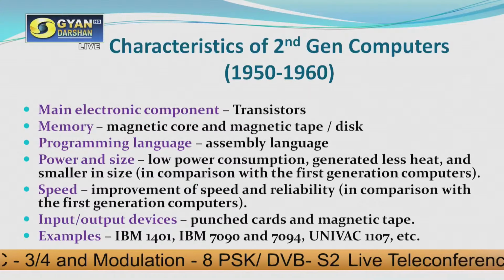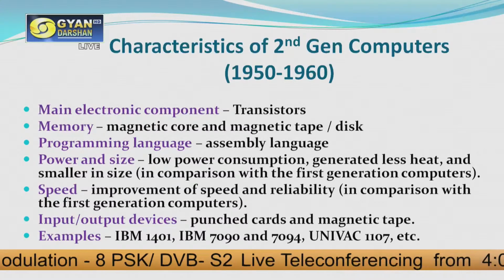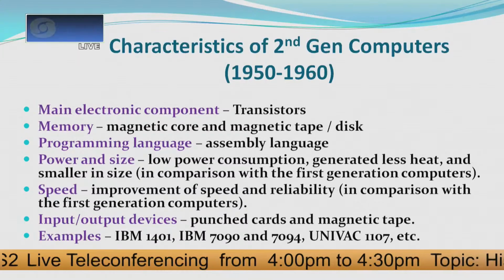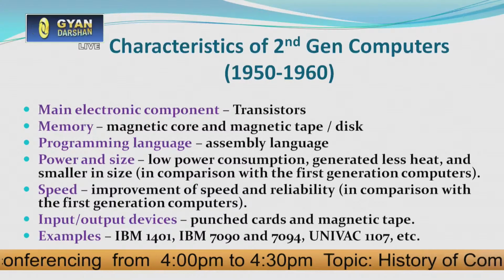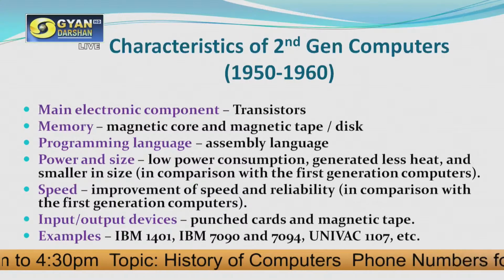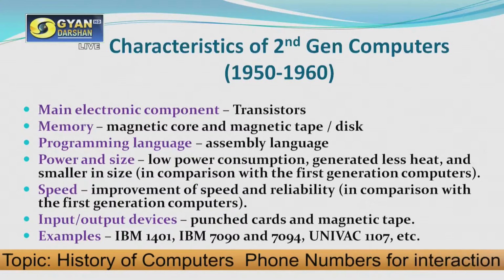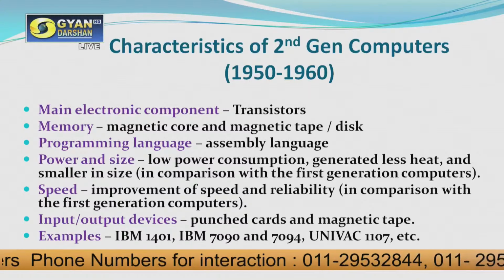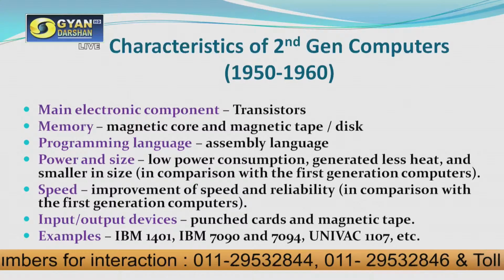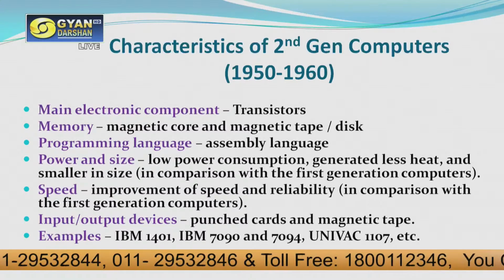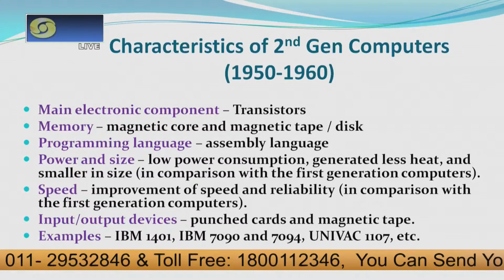Memory was magnetic core or magnetic tape. Programming language was slightly improved, and people were using assembly language. Power and size were comparatively less. Why? Because the electronic component is a transistor, which has reduced the complete size of the system. Examples are IBM 1401, IBM 7090, 7094, and then the UNIVAC.